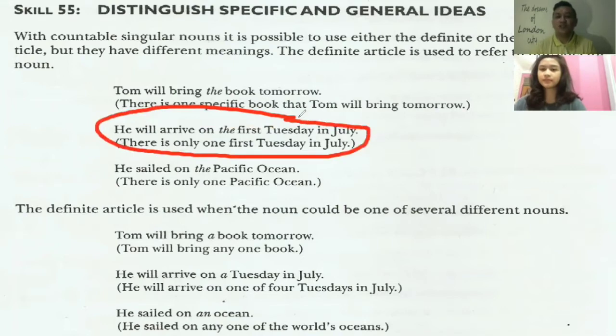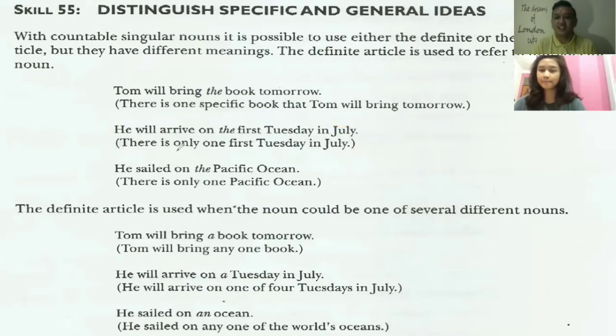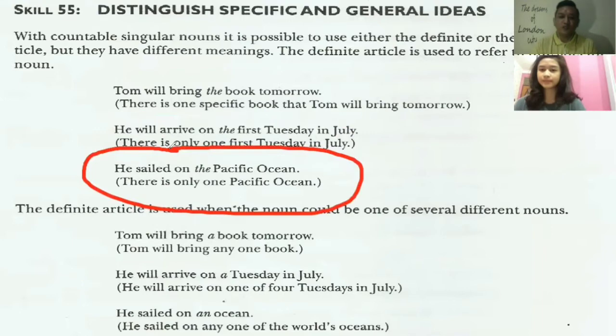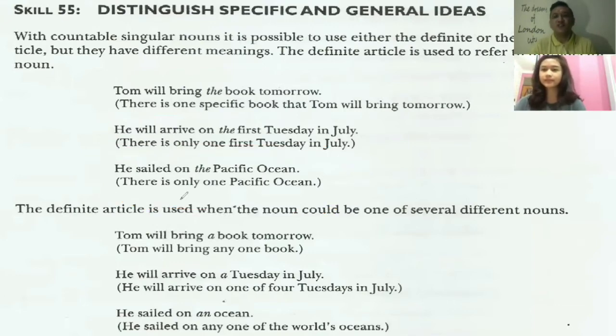Now let's take a look at the second sentence. He will arrive on the first Tuesday in July. Do you know which Tuesday he will arrive on? Yes. Okay. Now, the third sentence. He sailed on the Pacific Ocean. Do you know which ocean he sailed on? Yes. Okay. Those are the examples of the article "the."